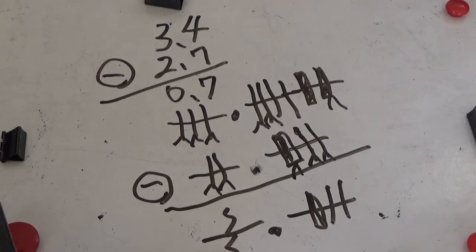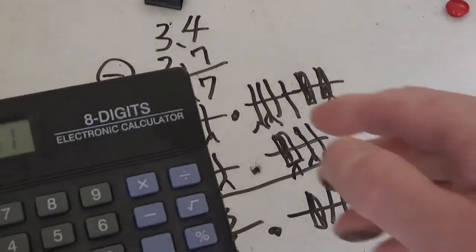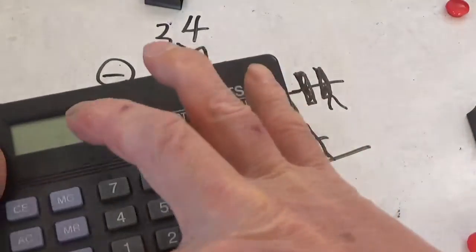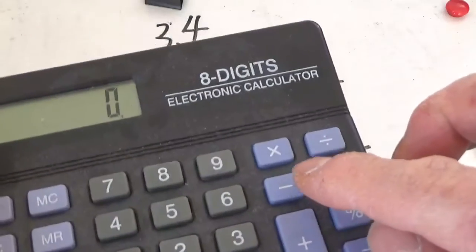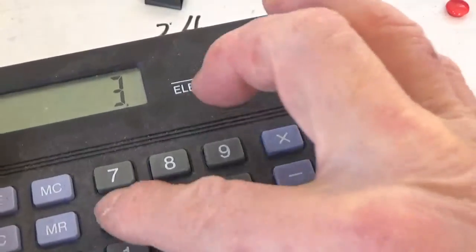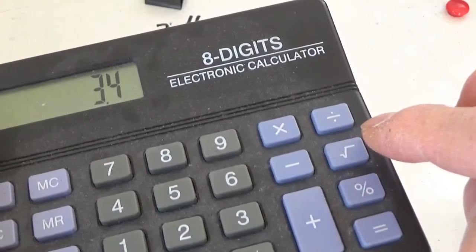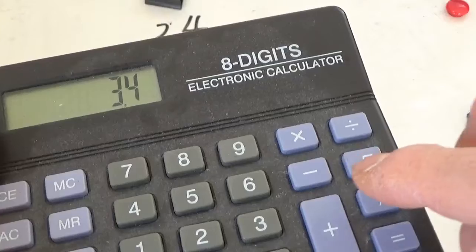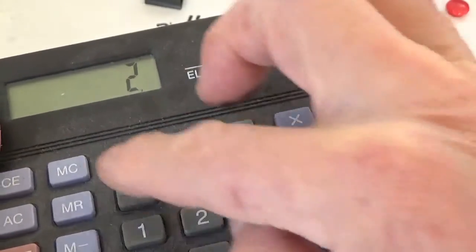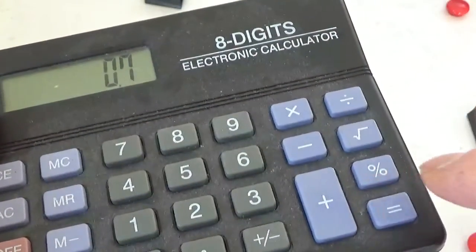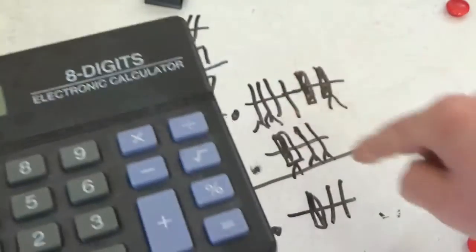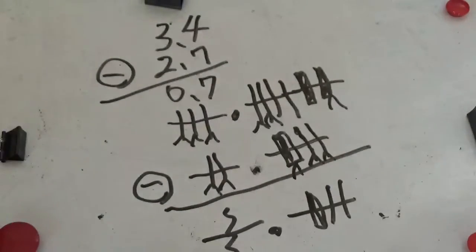Let's calculate. Minus equals 0.7. Okay, 0.7.